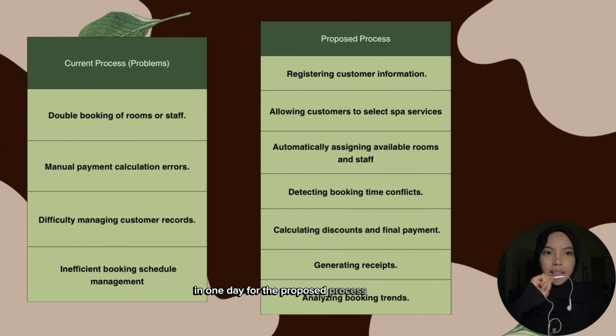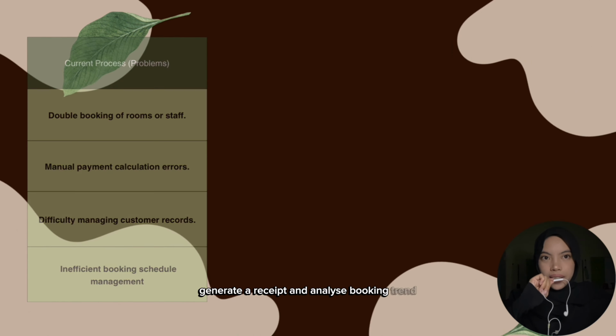For the proposed process, our system starts by registering the customer information and allowing the customer to choose a spa service. Then, the system will assign available rooms and staff, check for booking time conflicts, calculate the discount and final payment, generate a receipt, and analyze booking trend.